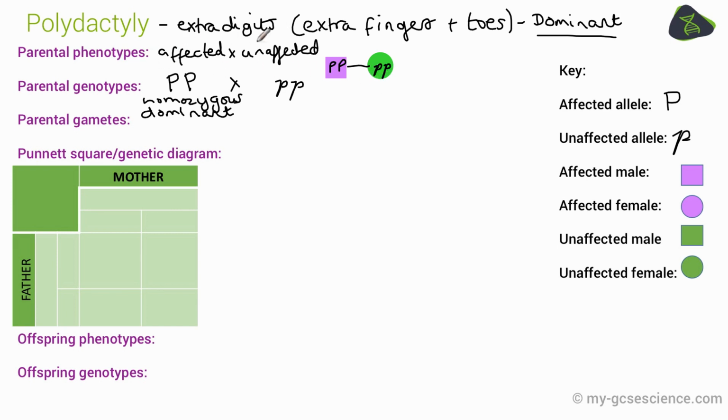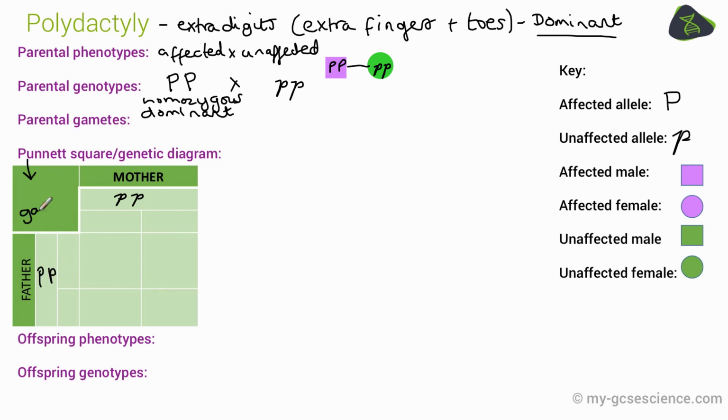What would the outcome be of their children, or what is the likelihood that their children are going to inherit polydactyly and have extra digits? One way of working this probability out is to use something called a Punnett square, which is this thing here. The mother, for example, has the genotype lowercase p, and the father has the genotype capital P.